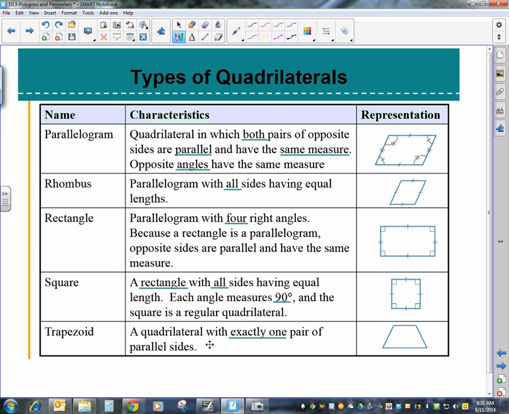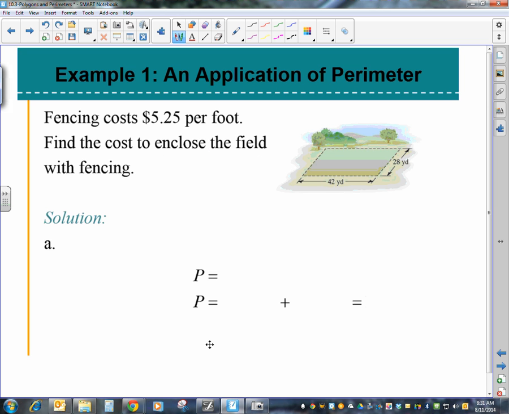You're going to need to know those characteristics, and then we're going to do some problems with perimeter and these polygons and their angles. So fencing costs $5.25 a foot. Find the cost to enclose the field with fencing. So here is my field, which shows you the dimensions. We need to find out how much it's going to cost to get fencing.